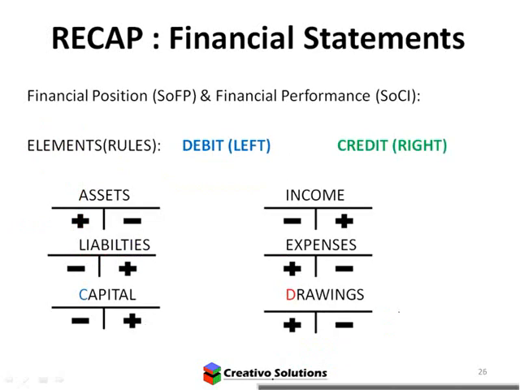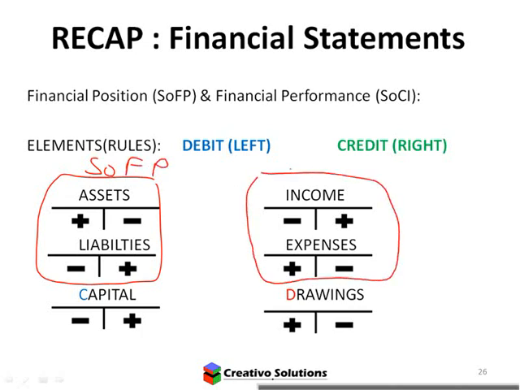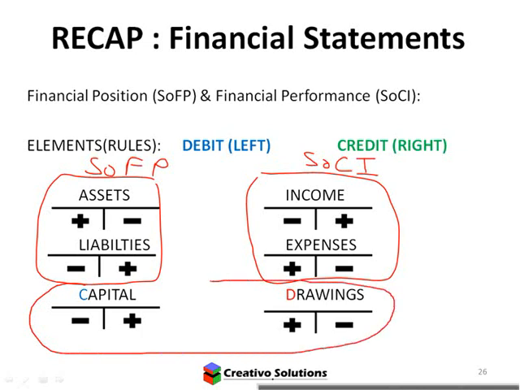Okay, there's the rules again. Don't forget how important they are. Make sure you know where to put what. Alright, so where do these 2 go? Good. Where do these 2 go? Okay, comprehensive income. Where do these 2 go? Correct. Statement of changes in equity.